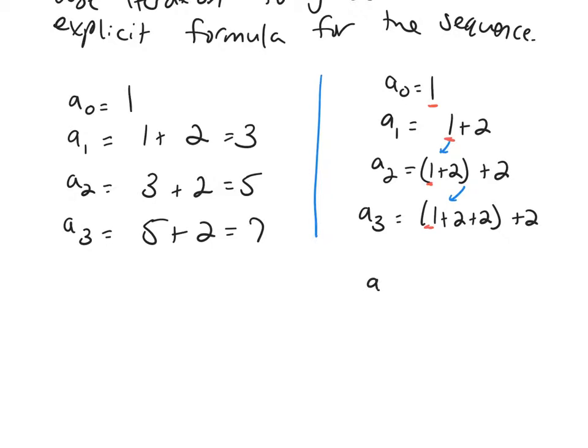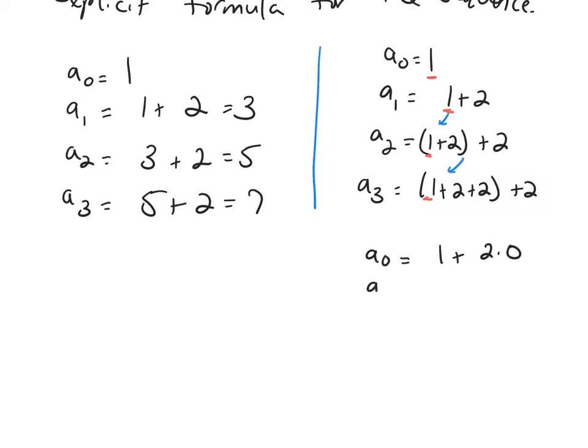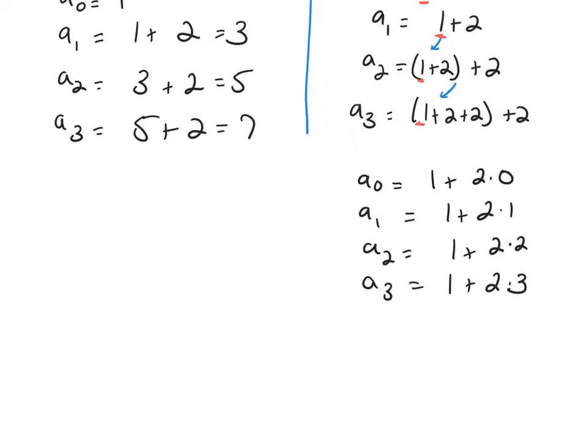So let's look at this. Let's say a0 was 1 and it had no 2's, 2 times 0. a1 was 1 plus we had 1 two. a2, 1 plus we had 2 twos, so 2 times 2. a3, 1 plus we had 3 twos, so 2 times 3. And hopefully from here you can see a pattern emerging. So we can guess our formula: an would be 1 plus 2 times n.